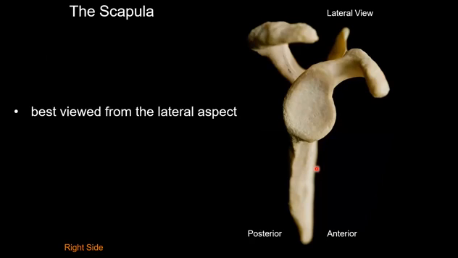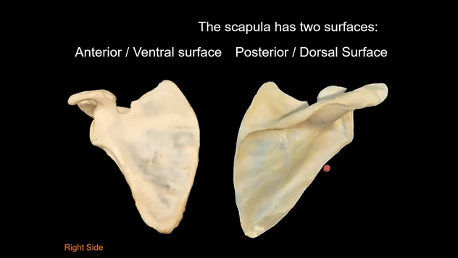Now you can see the anterior part, the posterior part, and also the lateral view. I'm trying to show you the lateral view. This point is where it makes its attachment to the glenoid of the humerus, so it forms the shoulder joint. This is the point where the head of the humerus attaches to form the shoulder joint.